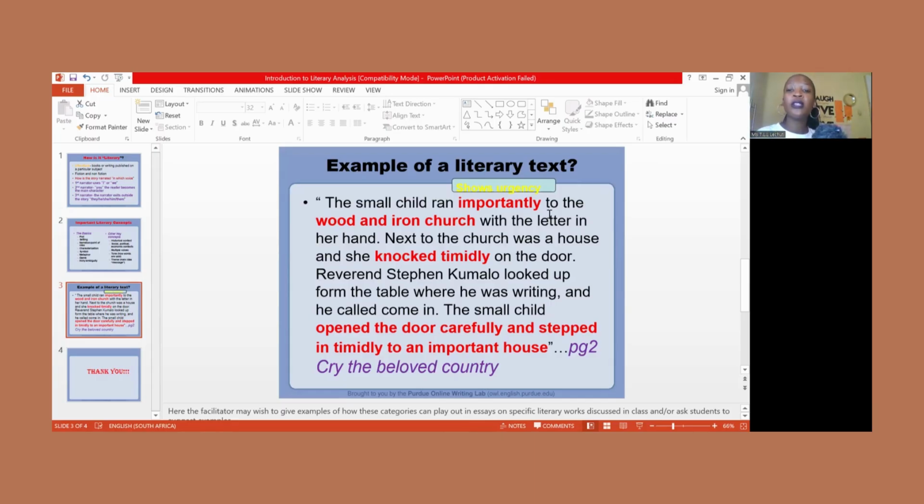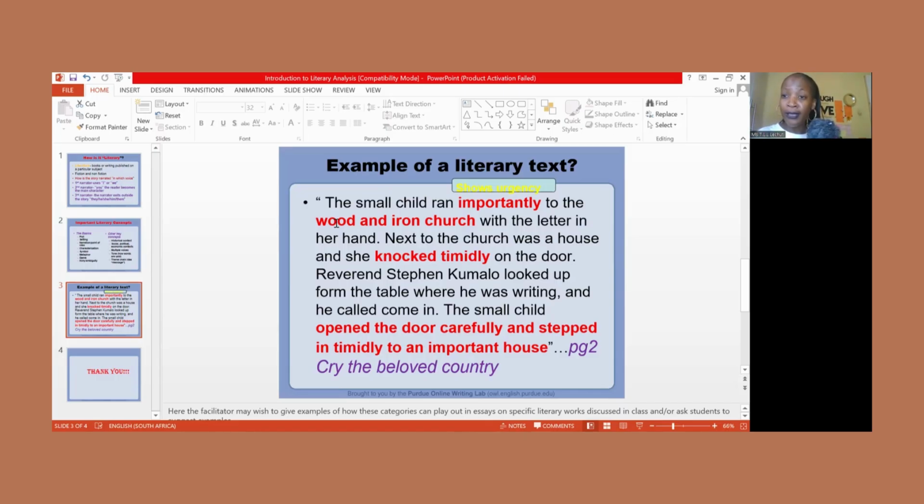And then now this child is not only running, but is running to the wood and iron church. Why did Alan feel the need to describe the church? Why didn't he just say this child is running to the church? It is because by painting a vivid image in our minds as readers, we understand that the church is made out of wood and iron, right? Now, these are adjectives, words that are used to describe. What kind of church are we talking about? The church that is made out of wood and iron.